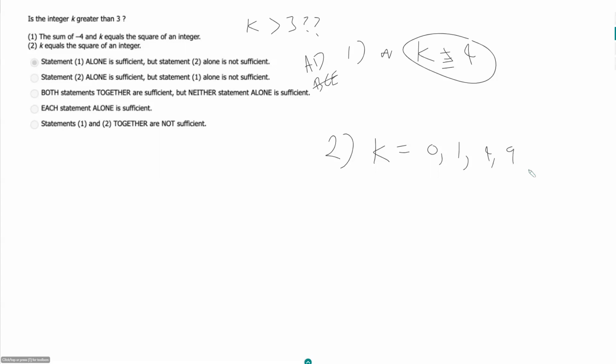So already here, we've got two values that are greater than 3, two that are less than 3, so this is insufficient. A.